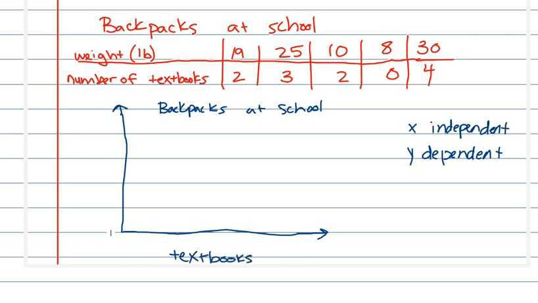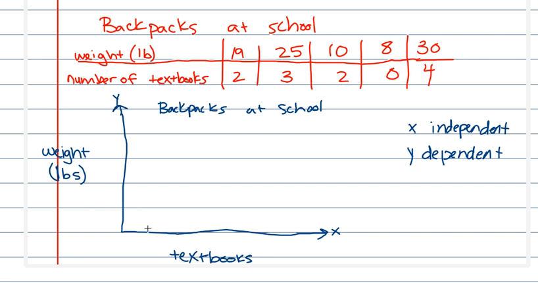So textbooks go down here on our x-axis. Remember, x goes side to side. On our y-axis, because textbooks are going to change the weight, weight is the label, and weight is in pounds, so we're going to make sure we put LBS.